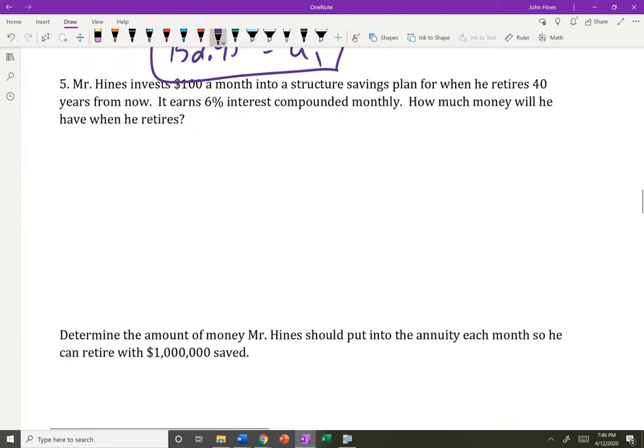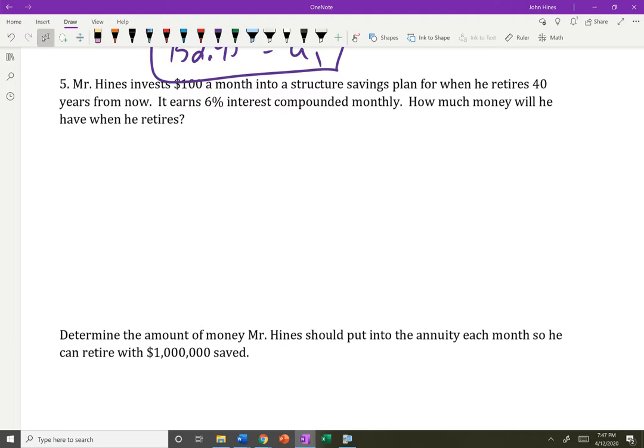So Mr. Hines invests $100 into a structured savings plan a month for when he retires 40 years from now. Can't wait. It earns 6% interest compounded monthly. How much money will he have when I retire? How much money am I going to have when I retire 40 years from now after I teach your grandchildren?